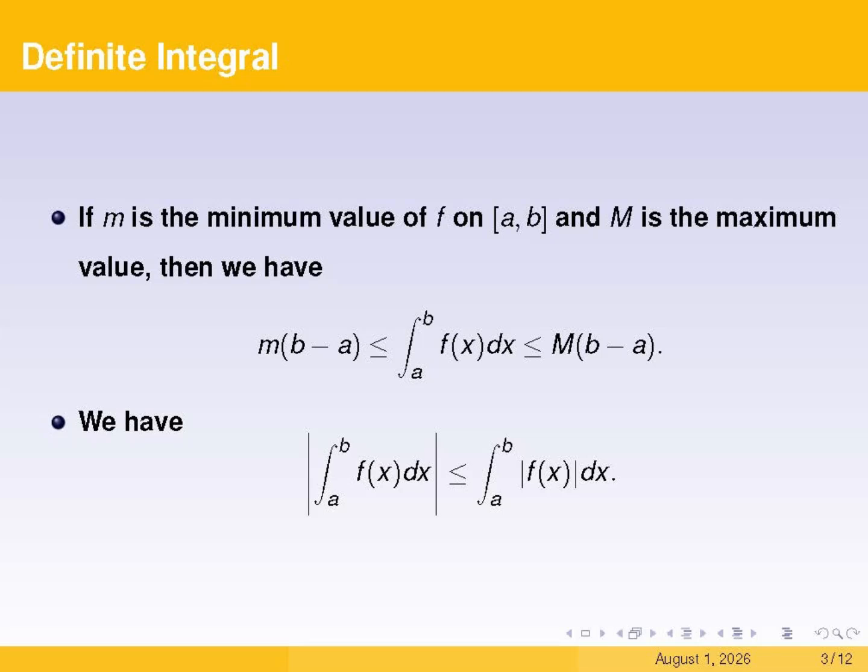The properties on this screen can be used to facilitate proving certain properties of the Riemann integrals. The first property states that if we know the values of the function f on the closed interval a to b are bounded between lowercase m and uppercase M, then we also know that its definite integral is bounded between lowercase m times b minus a and uppercase M times b minus a. The second property states that the absolute value of the definite integral of a function is less than or equal to the definite integral of the absolute value of the function.